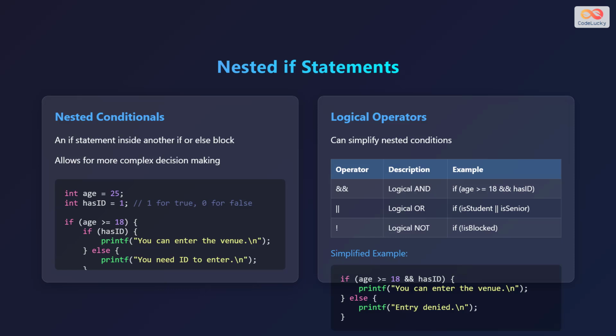Logical operators like and, or, and not can simplify nested conditions and make the code easier to read. If age is greater than or equal to 18 and hasID is true, print, you can enter the venue, else print entry denied.